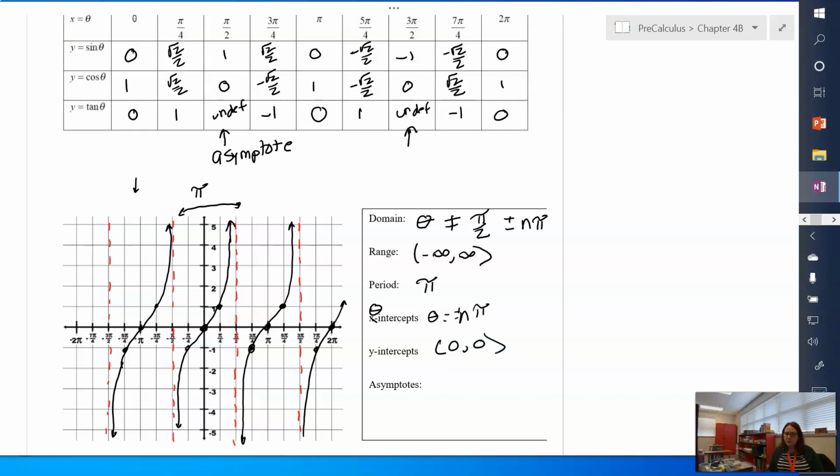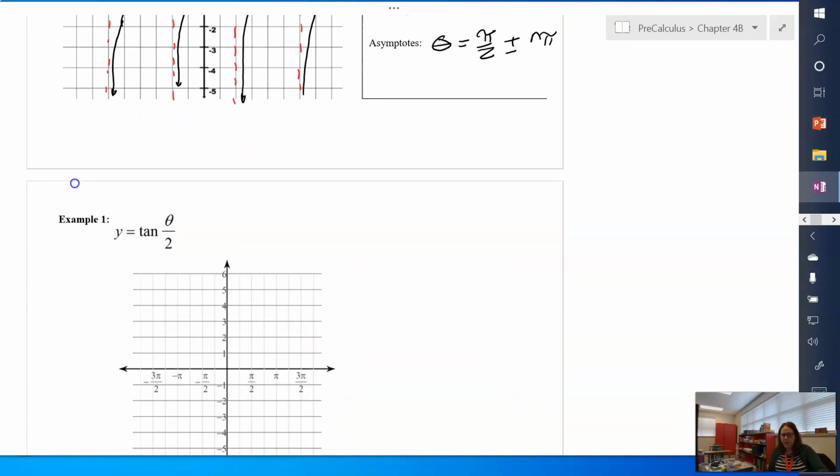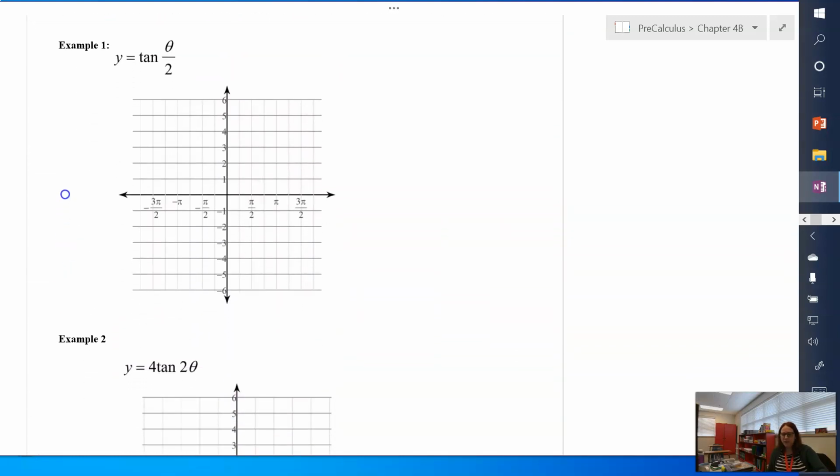Asymptotes, those are pi over 2, 3 pi over 2, any multiple of pi over 2. So I'm going to say my asymptotes are going to be theta equals pi over 2 plus or minus n pi. And I want you to notice that's exactly the same thing as the domain. So anywhere your domain isn't allowed, you're putting an asymptote there. So you can just copy this over. All right, so that was your basic tangent graph.